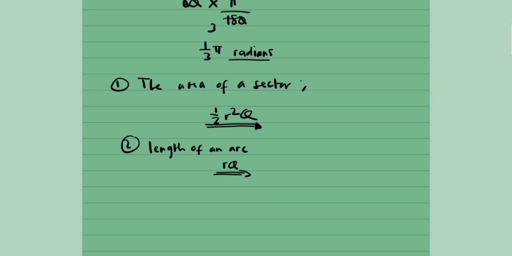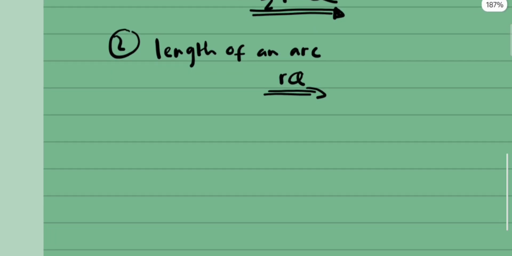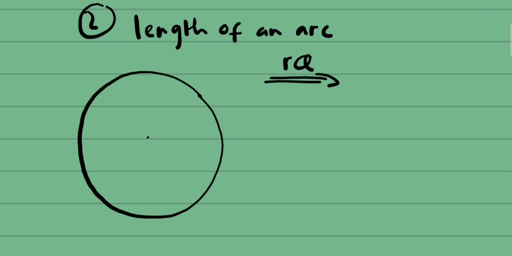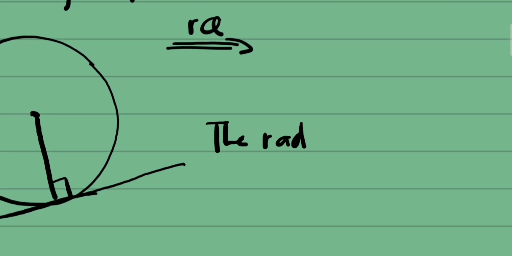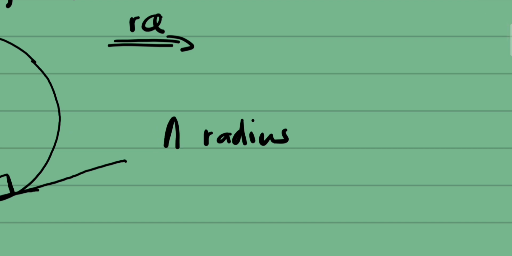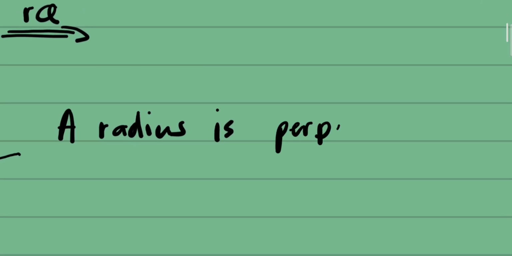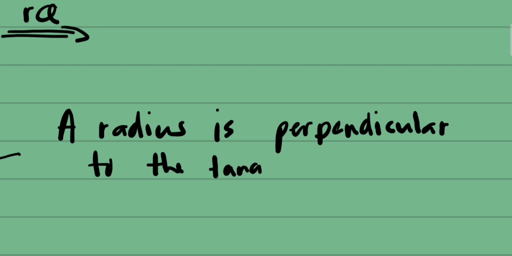And there are also several theorems that we need to keep in mind under this topic. The first one says if you have a circle and a tangent like this, the radius of that circle meets the tangent at 90 degrees, or in other words, the radius is always perpendicular to a tangent that it touches. So let me just write that down. A radius is perpendicular to the tangent that it meets.